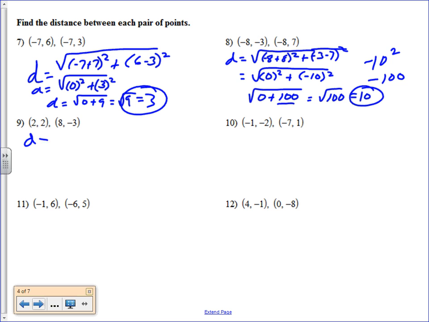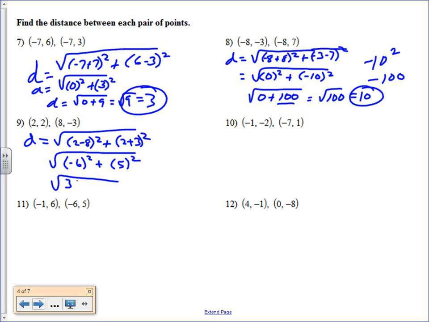Okay, here we go. D equals, start them. Again, guys, start them out the same way every time. 2 minus 8. So I go 2 minus 8 squared plus 2 minus a negative 3 squared. So this gives me negative 6 squared plus 5 squared. And I was walking around. Somebody back there in the back said, this is 36 plus 25, I heard. That's exactly right. So I've got square root of 36 plus 25, because it's going to be positive, is square root of 61. Okay, and then the square root of 61 doesn't simplify, so that's your answer.